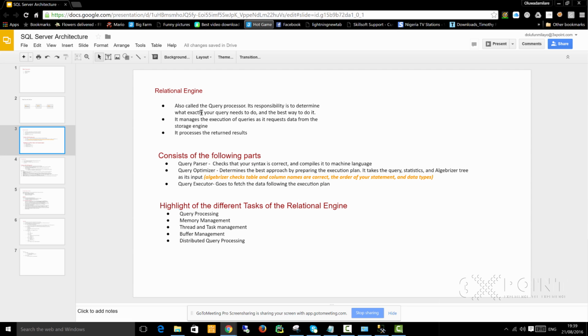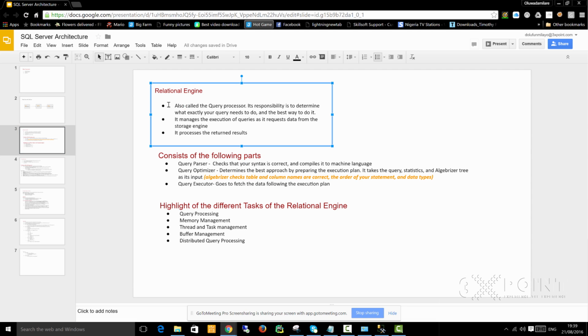Okay, and there are a number of components, like I said. So for example, the first bullet point here says it's also called a query processor, and it's responsible to determine what exactly your query needs to do and the best way to do it. So when you type in your T-SQL code, you would rely on the relational engine to determine what your query needs to do.